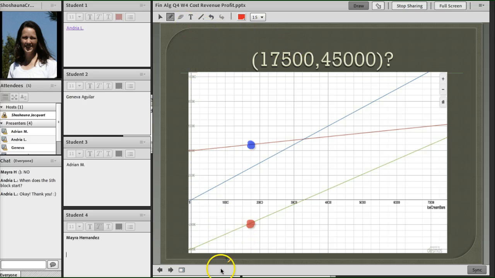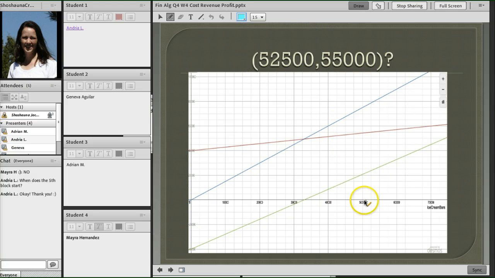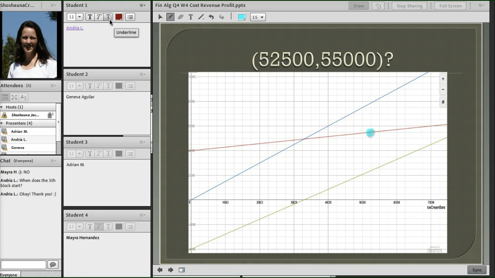So let's go to the next one. And I'll go ahead and identify where that spot is. Change my colors. I'm going to 52 something and up to 55 something. 52 something and 55 something. Here we are. So that's that specific point that's above there that's talking about the blue one.